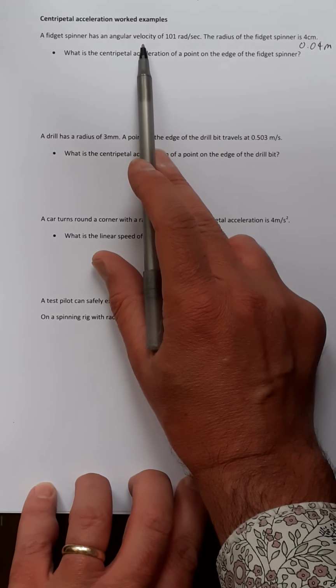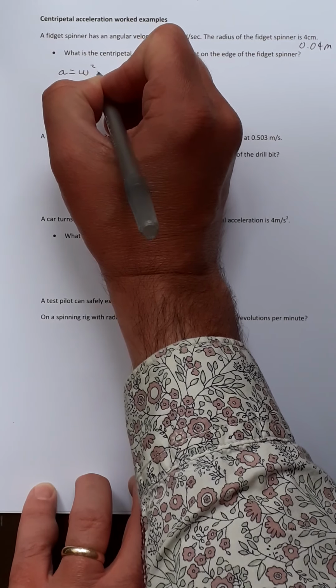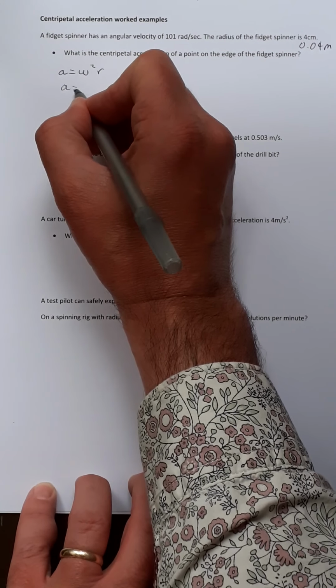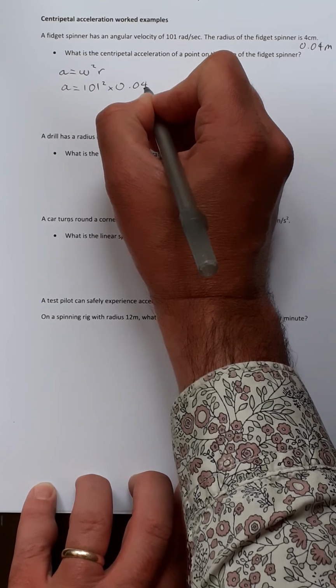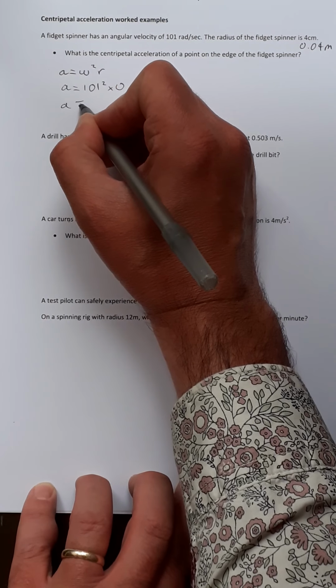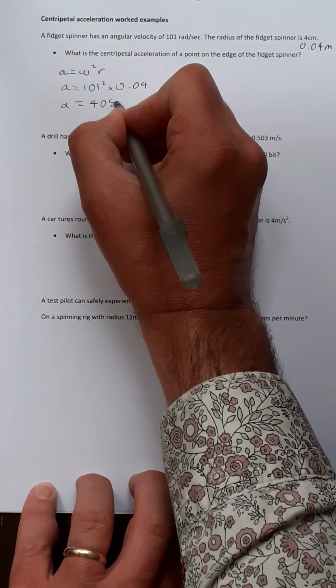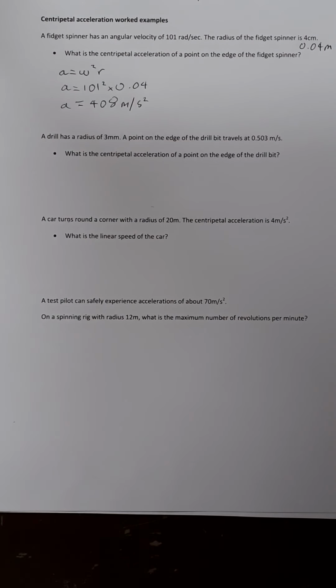Because I'm talking about an angular velocity, I'm going to be using a equals omega squared r, and then I can just pick up my numbers, say that a is 101 squared times 0.04. Then if I substitute that in using a calculator, I'm going to get this rather huge 408 meters per second squared. If you imagine sitting on a fidget spinner, that g-force that would be pulled if you were actually traveling like that would be phenomenal.